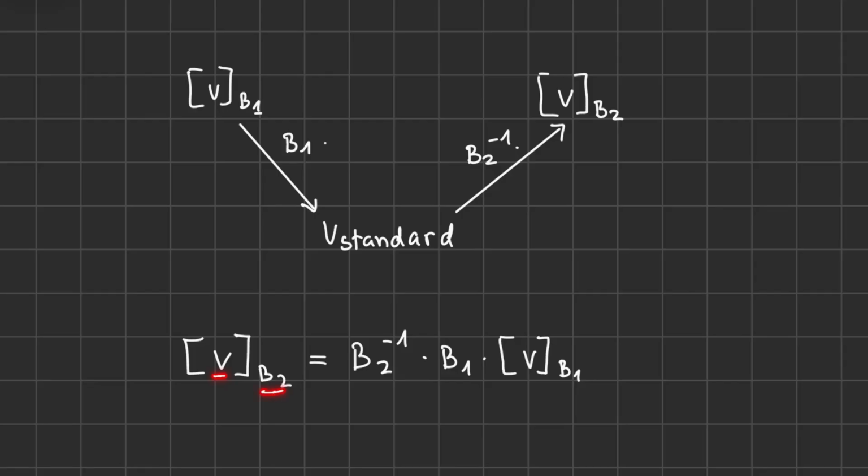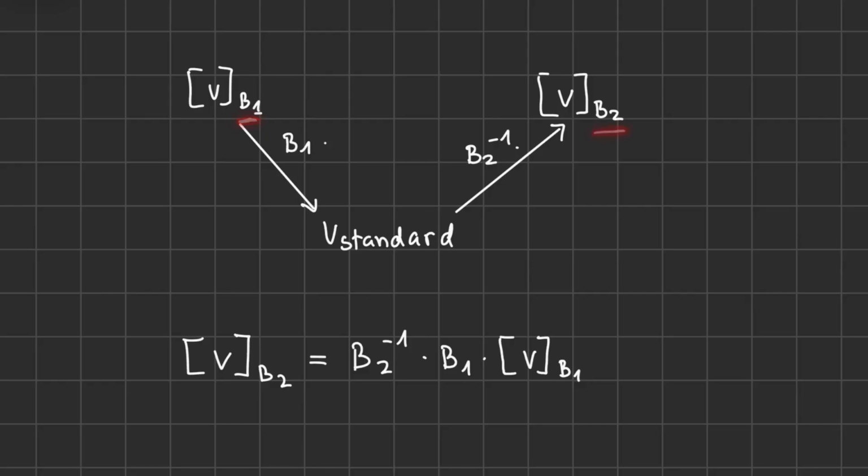V under b2 is equal to starting with v under b1 multiplying b1, and then the result, which is the coordinates under the standard basis, multiplied by the inverse of b2. And this matrix-matrix product is simply another n by n matrix. So this can be written as a single matrix, which tells us how to get from basis b1 to b2. And this we can then apply to any coordinate vector under the basis b1 to get the coordinates for that vector under b2.